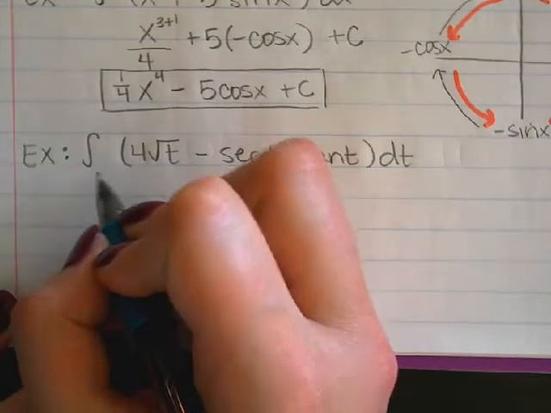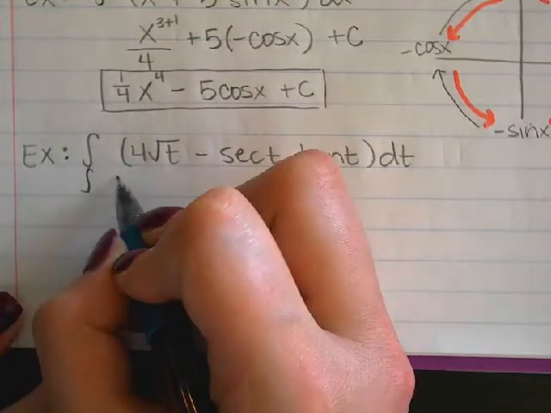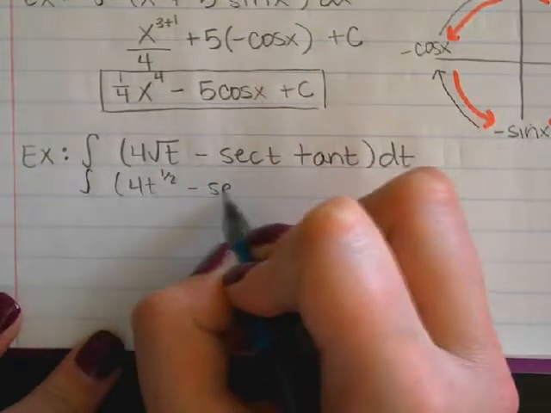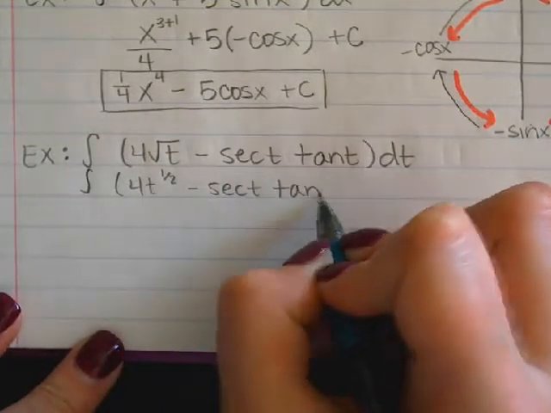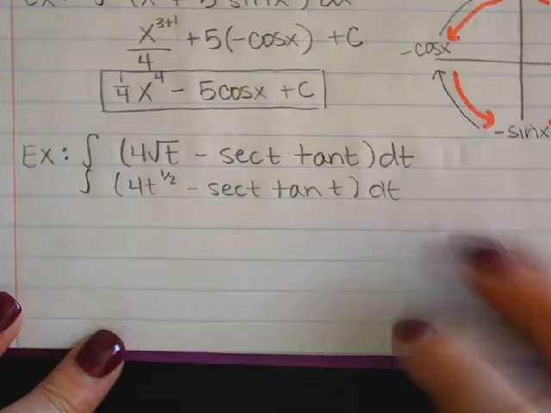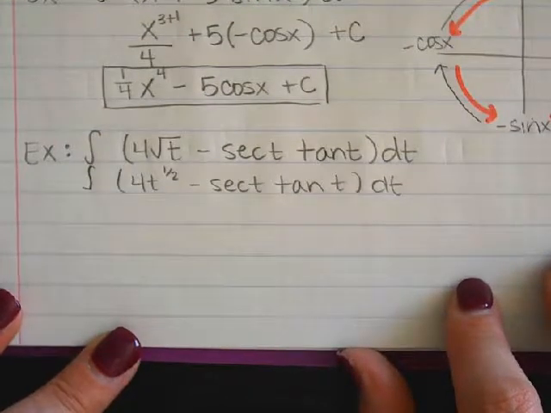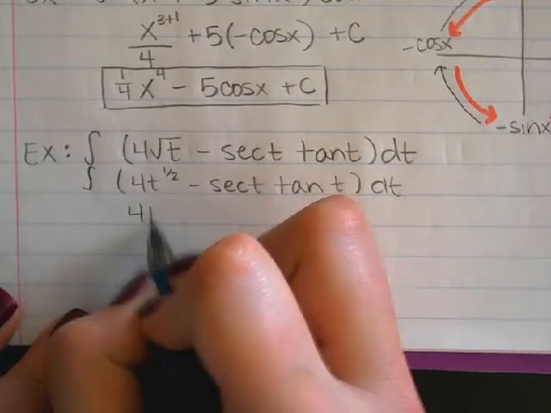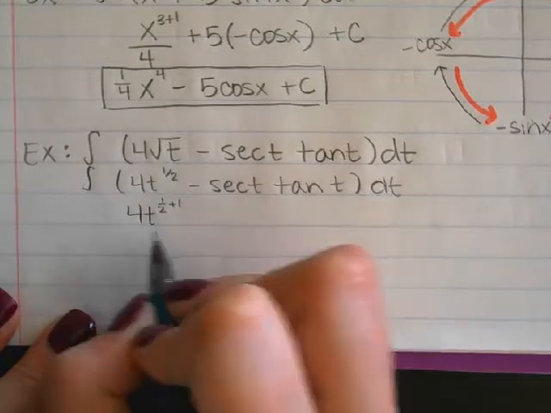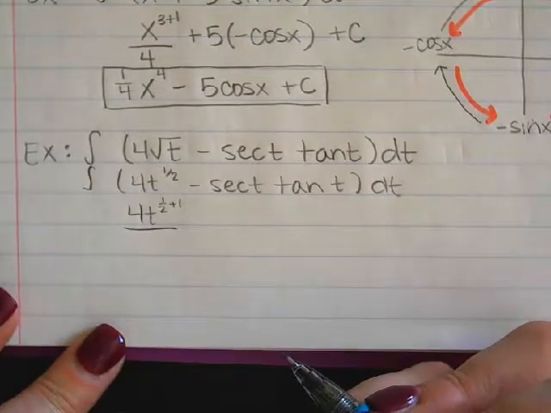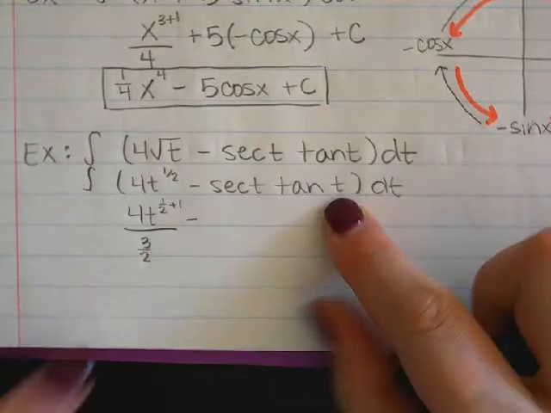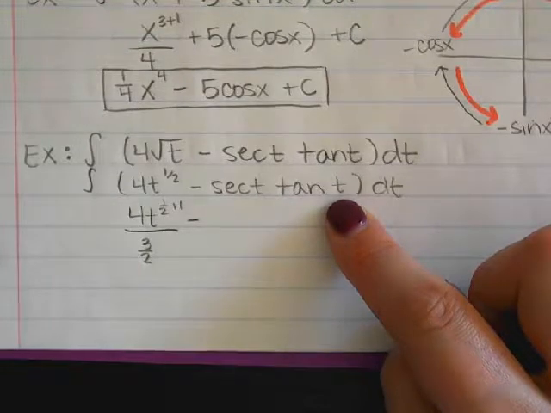All right. I'm going to go ahead and rewrite this. I'm going to say that this is 4t to the 1/2. What is the benefit of me doing that? Yeah, it's easier to work with. So what do I need to do? I take the exponent, I add 1. So I've got 4t to the 1/2, I'm adding 1 to that, and then I'm dividing by 3/2. And then I have to think about what trig function had a derivative of secant tan.